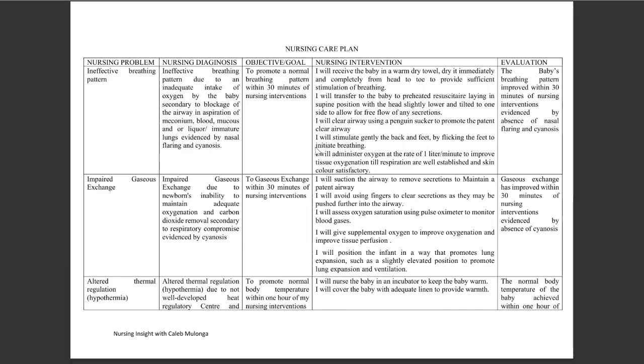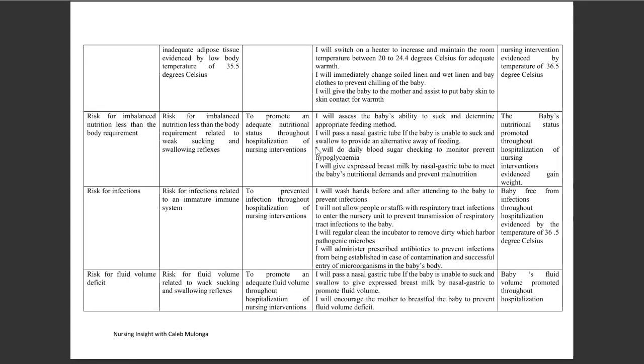Then quickly we go to our evaluation. Our evaluation is: is the normal body temperature of the baby achieved within 1 hour of my nursing intervention, evidenced by temperature of 36.5 degrees Celsius. So just like that, we have maintained a normal body temperature for our child.